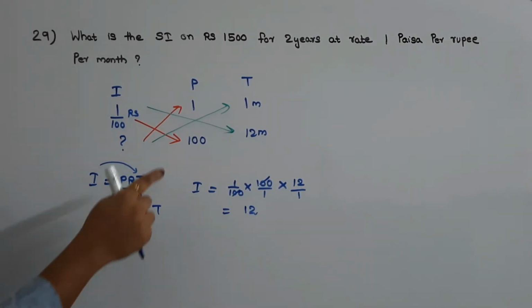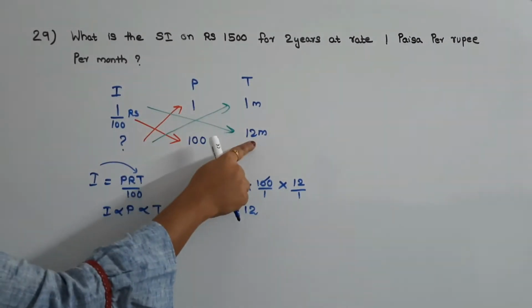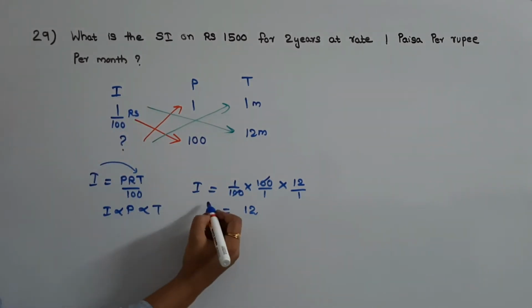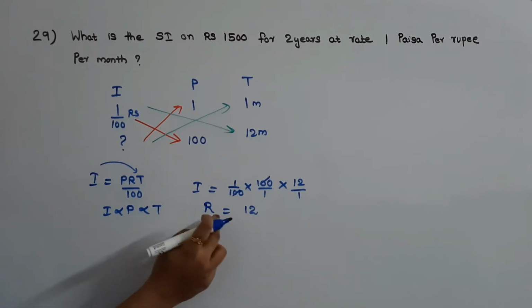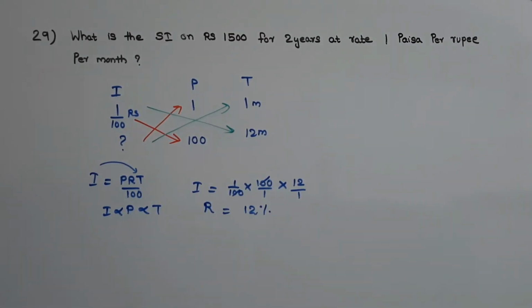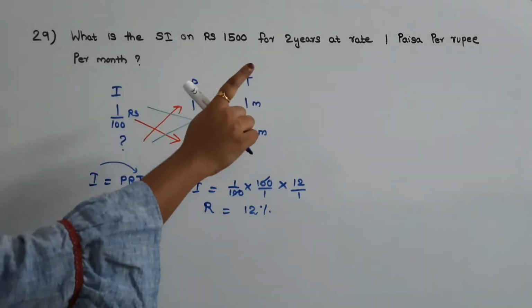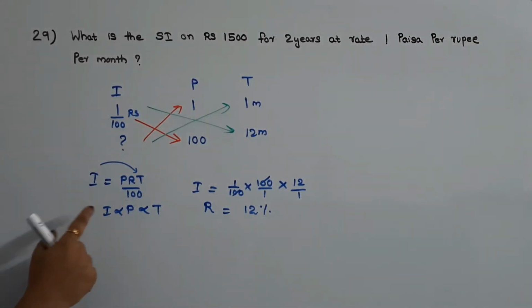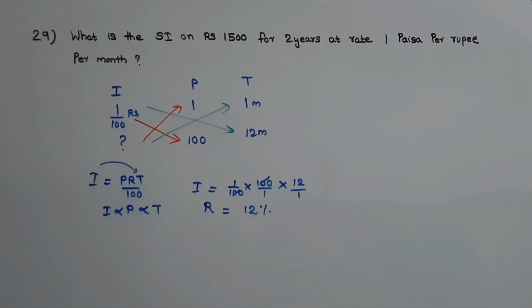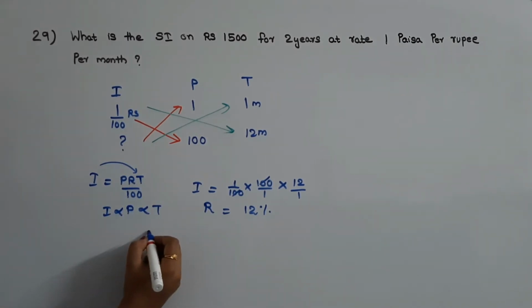I told when principal is 100 and the time period is 1 year, interest is equal to rate of interest. Hence, this is equal to the rate of interest. So, R is equal to 12%. Whenever 1 paise per rupee per month comes, it is better if you directly remember the rate as 12%, so that you can save your valuable time in your examination. Then after that you can find out the simple interest.